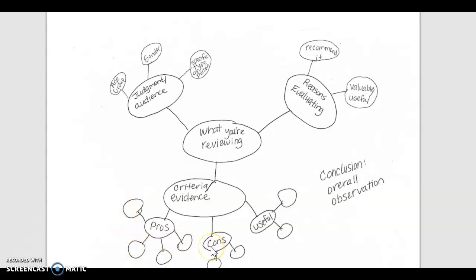And then, of course, not everything's going to be perfect. So maybe a con or two, maybe you only have one thing to say, one bad thing to say, and that's fine. But in this example, two. And then here's the examples of that to show the evidence.